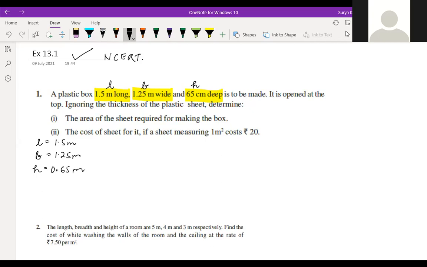Can we write, Satvik? Yes, sir. We can take everything as centimeters, right? Yeah, your wish. You can take centimeters also.